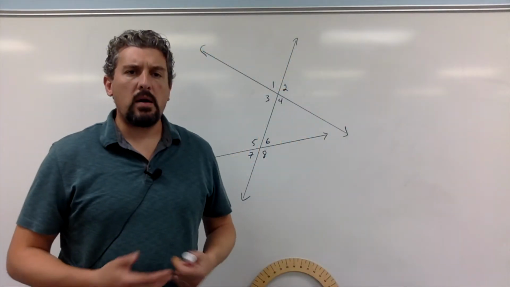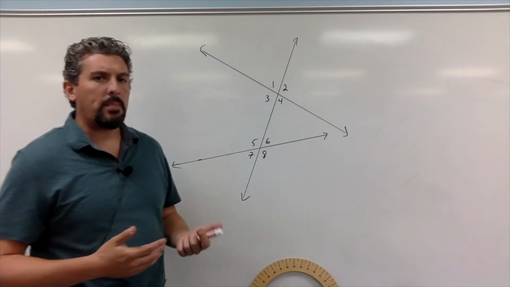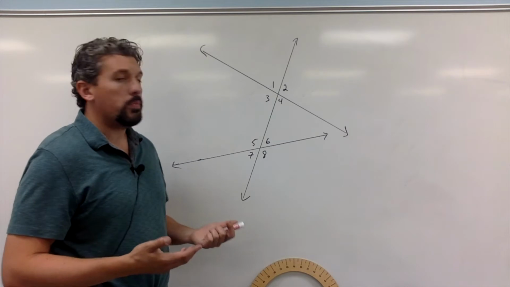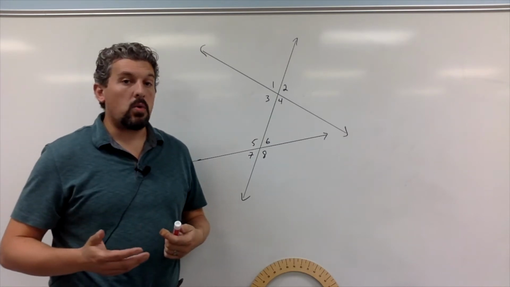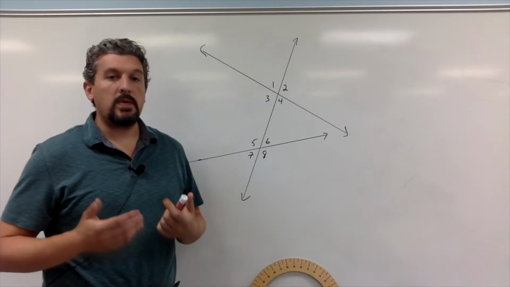Okay, so let's talk about parallel lines then. What does it mean for two lines to be parallel? If you recall, parallel lines are those that have the same slope, rise over run, if we're talking about the coordinate grid. Saying that they have the same slope is another way of saying that parallel lines go in the same direction.